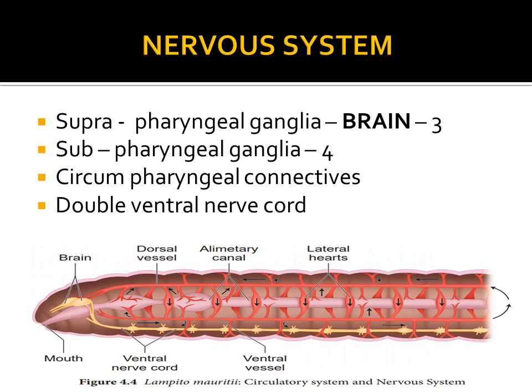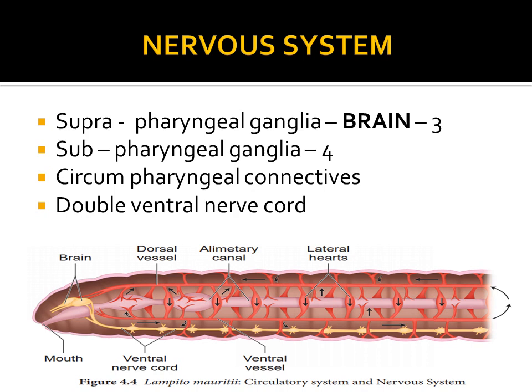What regions are involved in the nervous system of the earthworm? The first one is the suprapharyngeal ganglia, otherwise known as the brain, the major region. The second one is the subpharyngeal ganglia. The third region is the circumpharyngeal connectives. And the fourth region is the double ventral nerve cord. Then, wherever it is located: as we said already, the earthworm is made up of segments, the same repeated units, which we called metameres, right?